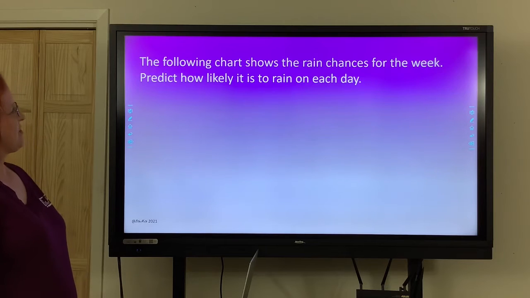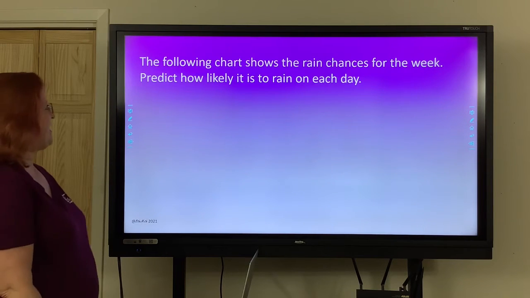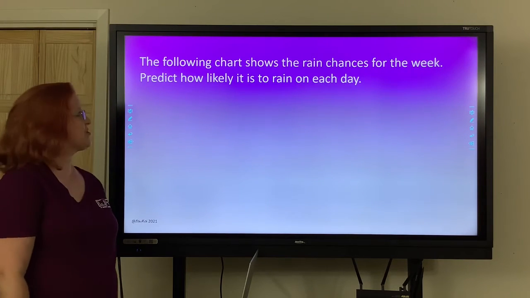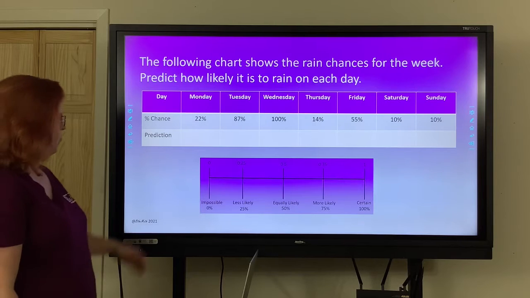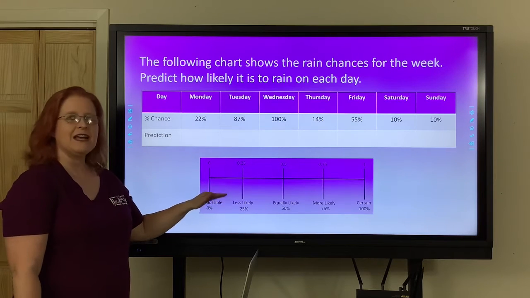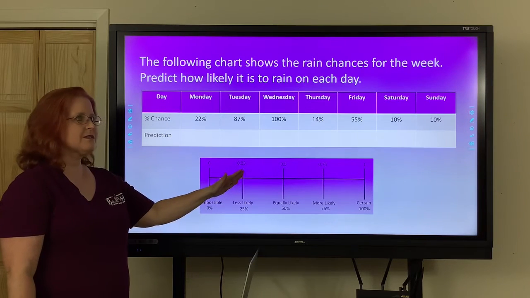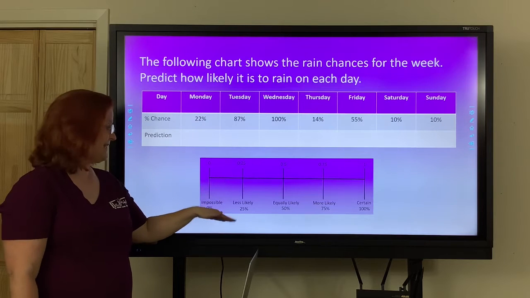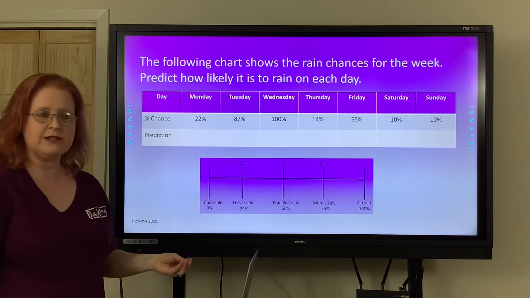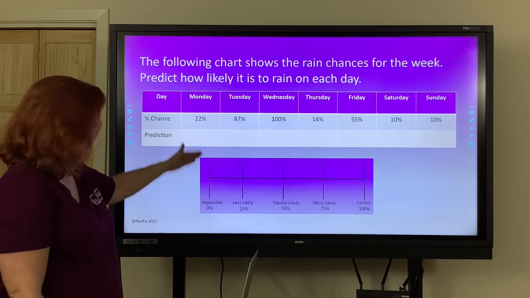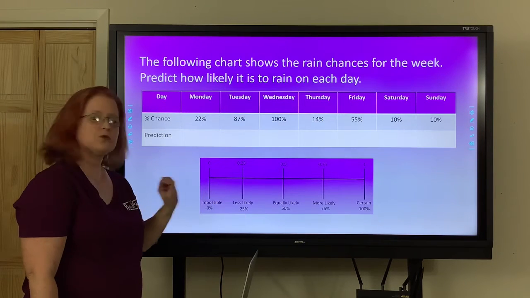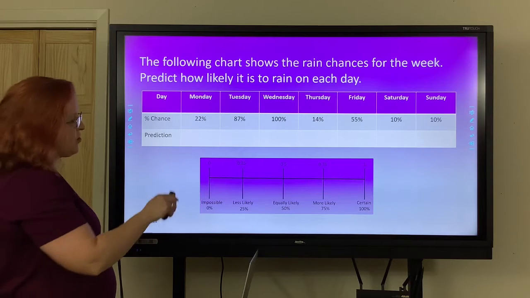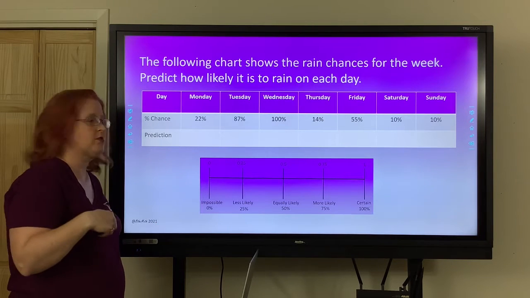The following chart shows the rain chances for the week. Predict how likely it is to rain on each day. All right, so we have our chart here telling us our percents. So remember, on your scale, a decimal is just a number, and a percent is just a decimal times 100. So they're the same. 0 is 0%. 0.25 is 25%. And so we can use our scale for either the decimal or the percent.